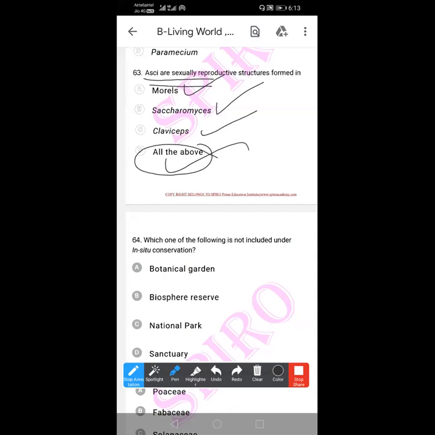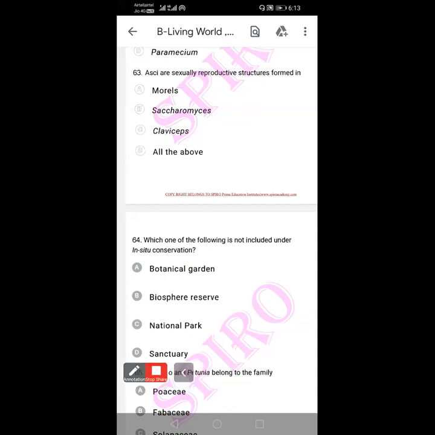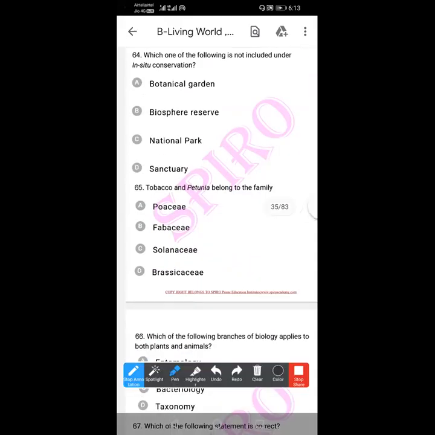And dear students, question number 64. Which of the following is not included under in situ conservation? I already discussed this. In situ means the conservation of the plant in its own natural habitat. Here the question is which is not in situ. So here these three are in situ, whereas the botanical garden is an ex situ conservation. So the correct option is option A.